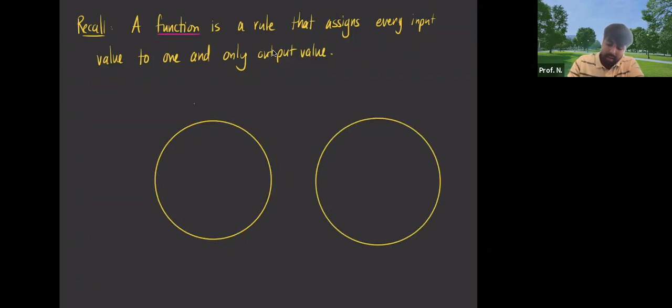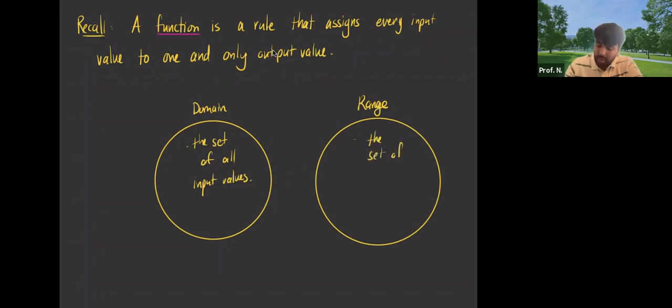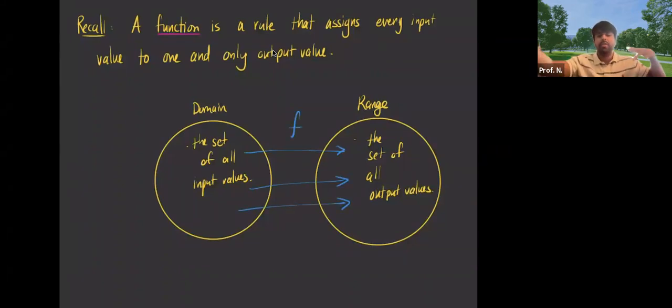We have domain and we have range. And the domain is the what? The set of all input values. And the range is the set of all output values. And then F, what is F? F is the rule. F is like the assignment. F is the relationship that exists between everything in the domain and everything in the range. That's what it is.